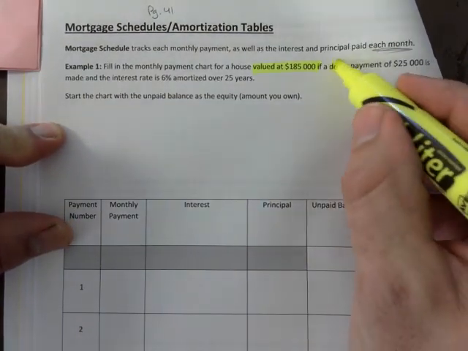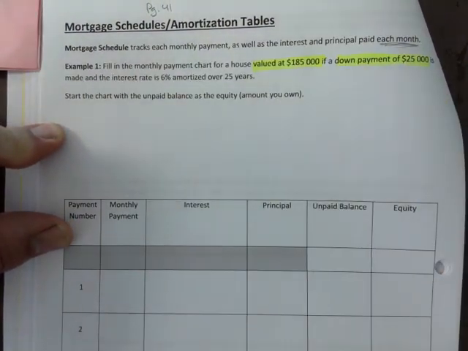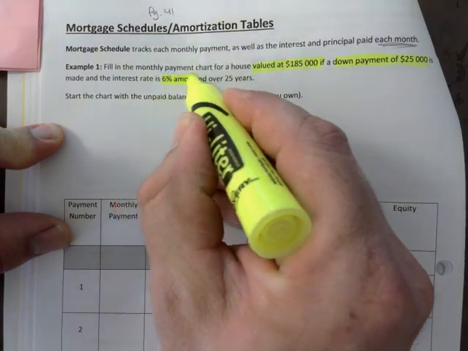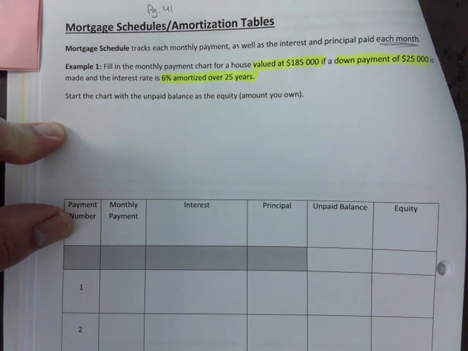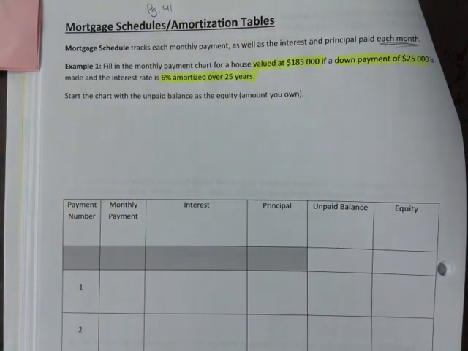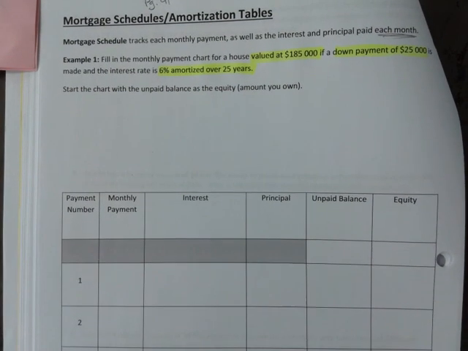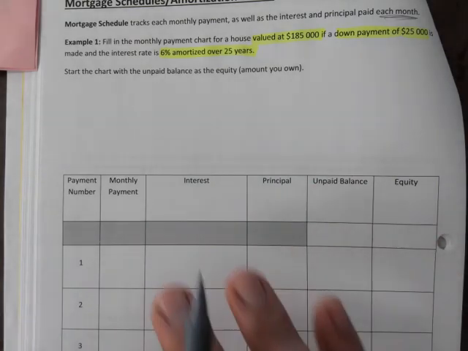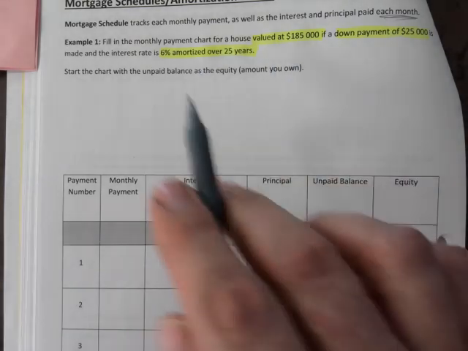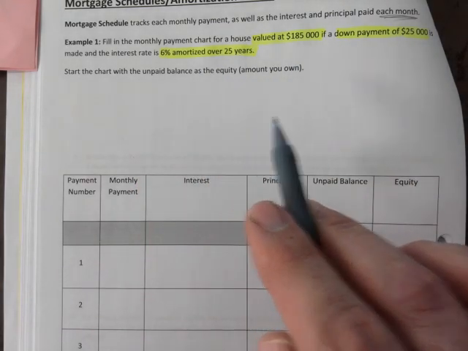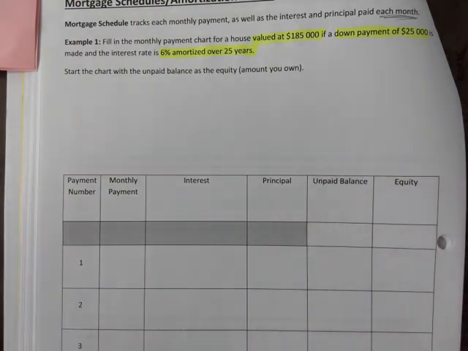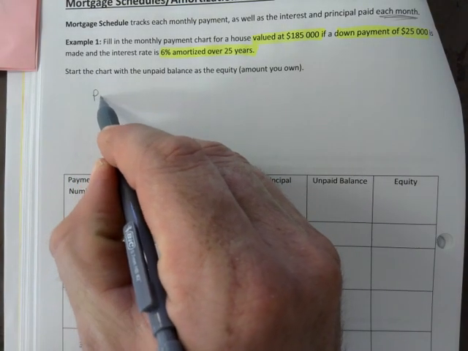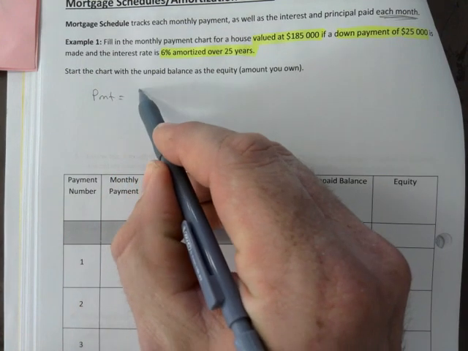Fill in the monthly payment chart for the house valued. What is the value of the house? $185,000. There's a down payment of $25,000. The rest is amortized at 6% over 25 years. The first thing you need, I'm going to tell you right off the bat, sometimes this chart will be partially filled in. You skip this step, right? But if you have to start it from scratch, you need to first find the payment. So let's go ahead and find the payment.